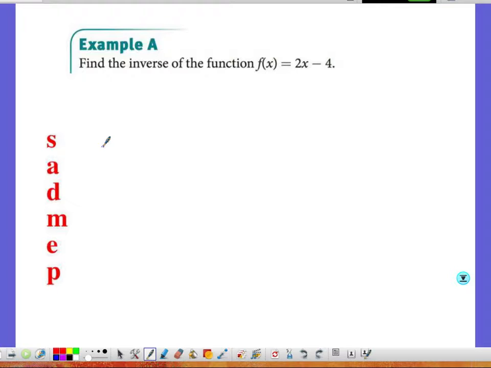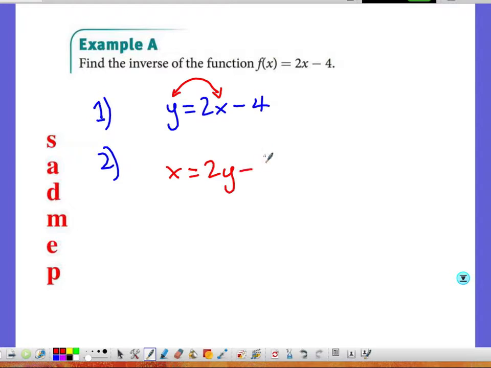So let's do example A. Find the inverse of the function f of x is equal to 2x minus 4. First thing it asks you to do is replace f of x with y. It's a very simple step. Step 1, replace f of x with y. So we have y is equal to 2x minus 4. Step 2, interchange the x and y variables. So that simply means that you're taking the x and y variables and you're switching them, interchanging them. So x is equal to 2y minus 4.